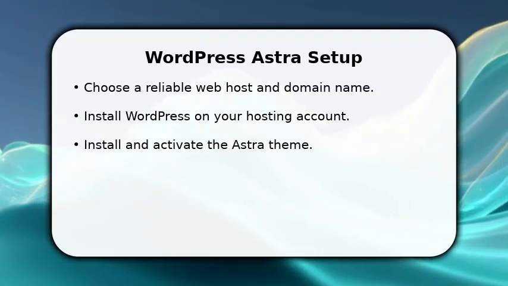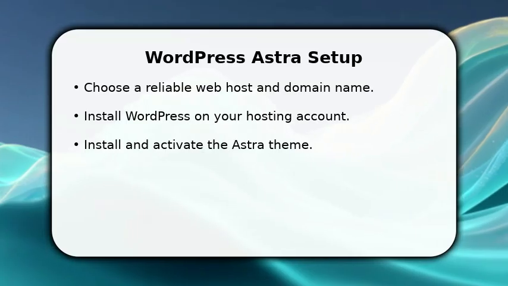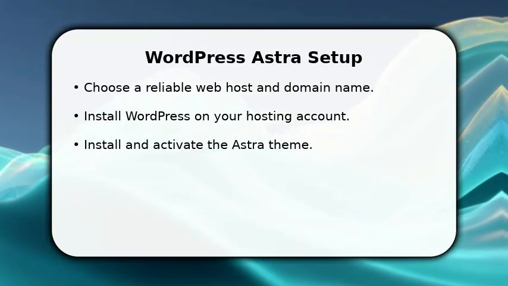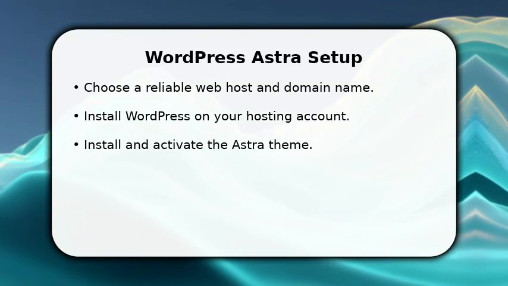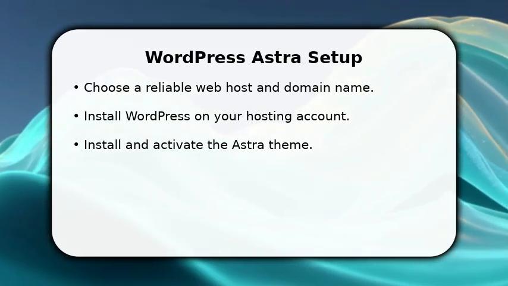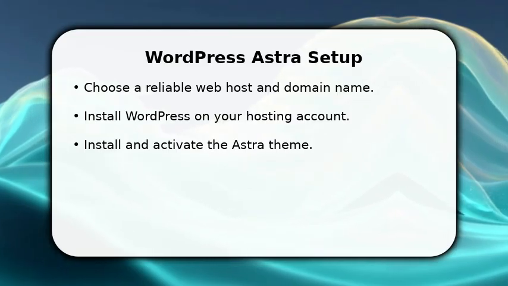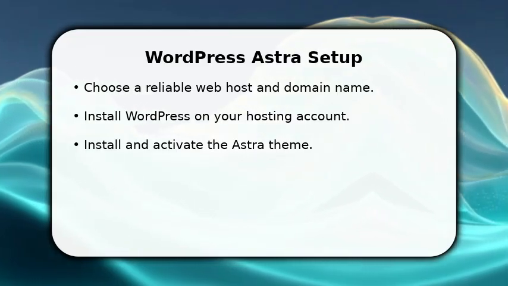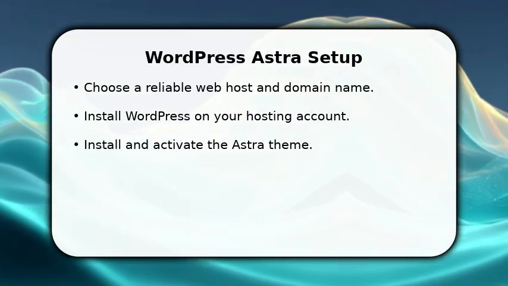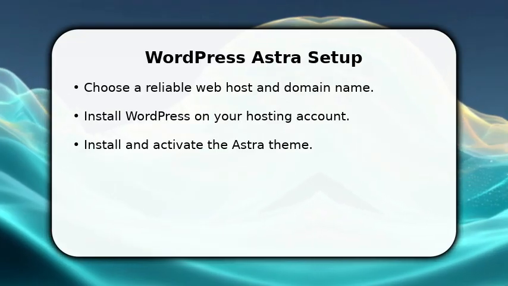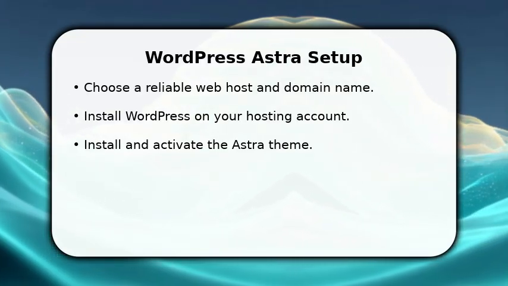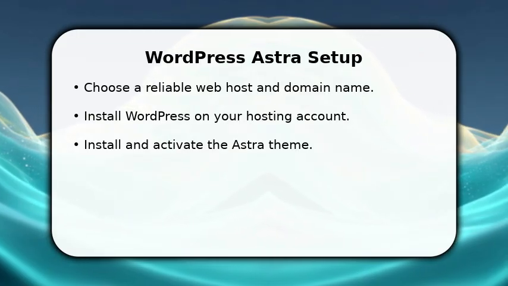In this video, I will explain how to make a website using WordPress and the Astra theme. First, you'll need to choose a reliable web host and a domain name for your site. Once that's set up, install WordPress on your hosting account. After WordPress is ready, install and activate the Astra theme, then add the Starter Templates plugin. This combination provides a powerful foundation for your new online presence.